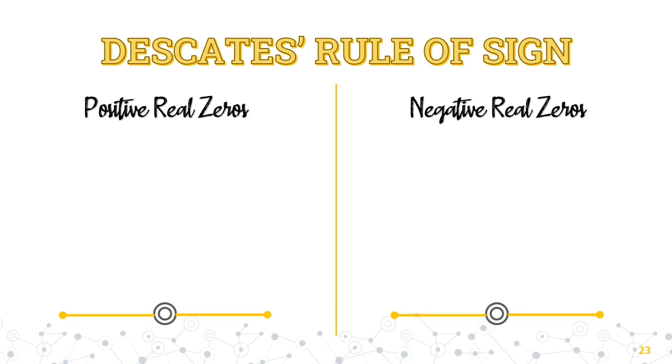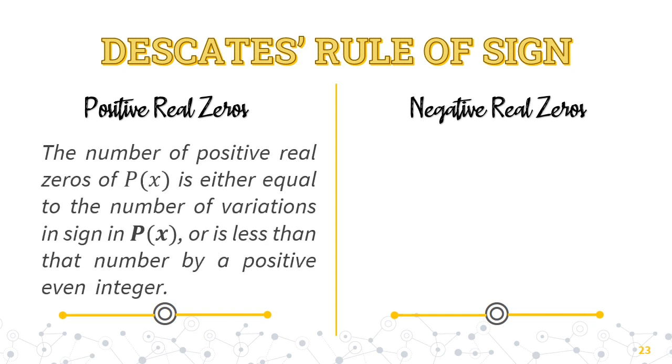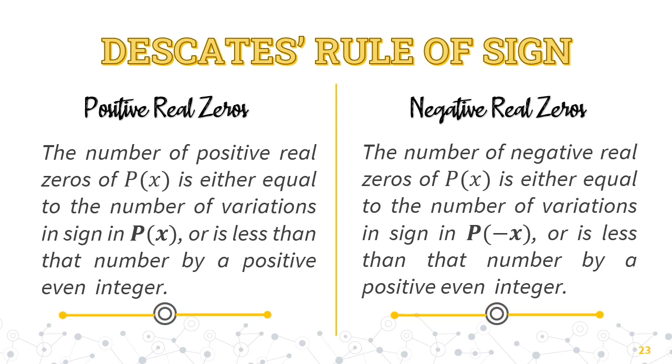The third key point is Descartes Rule of Signs. It has 2 parts. The first one is for the positive real roots. The number of positive real roots of the polynomial p of x is either equal to the number of variations in sign in p of x or is less than that number by a positive even integer. The second is for the negative real roots. The number of negative real zeros of the polynomial p of x is either equal to the number of variations in sign in p of negative x or is less than that number by a positive even integer.